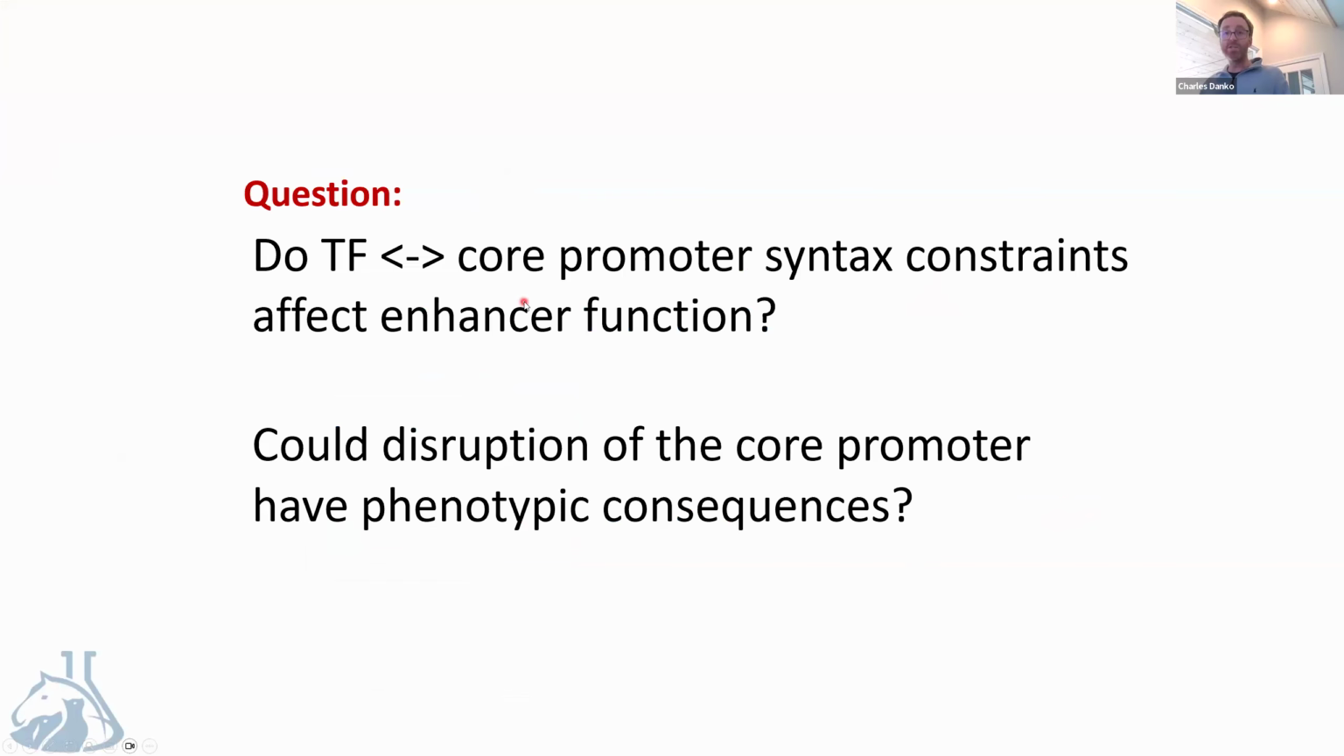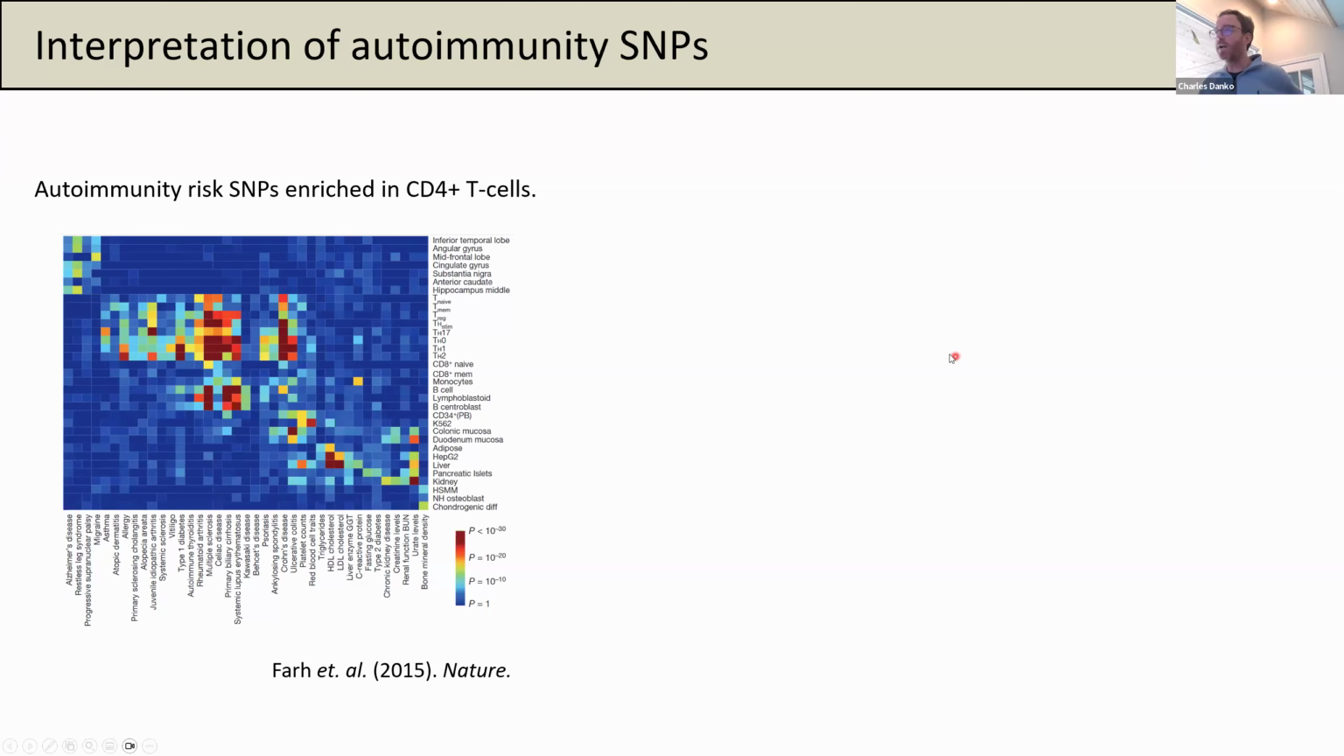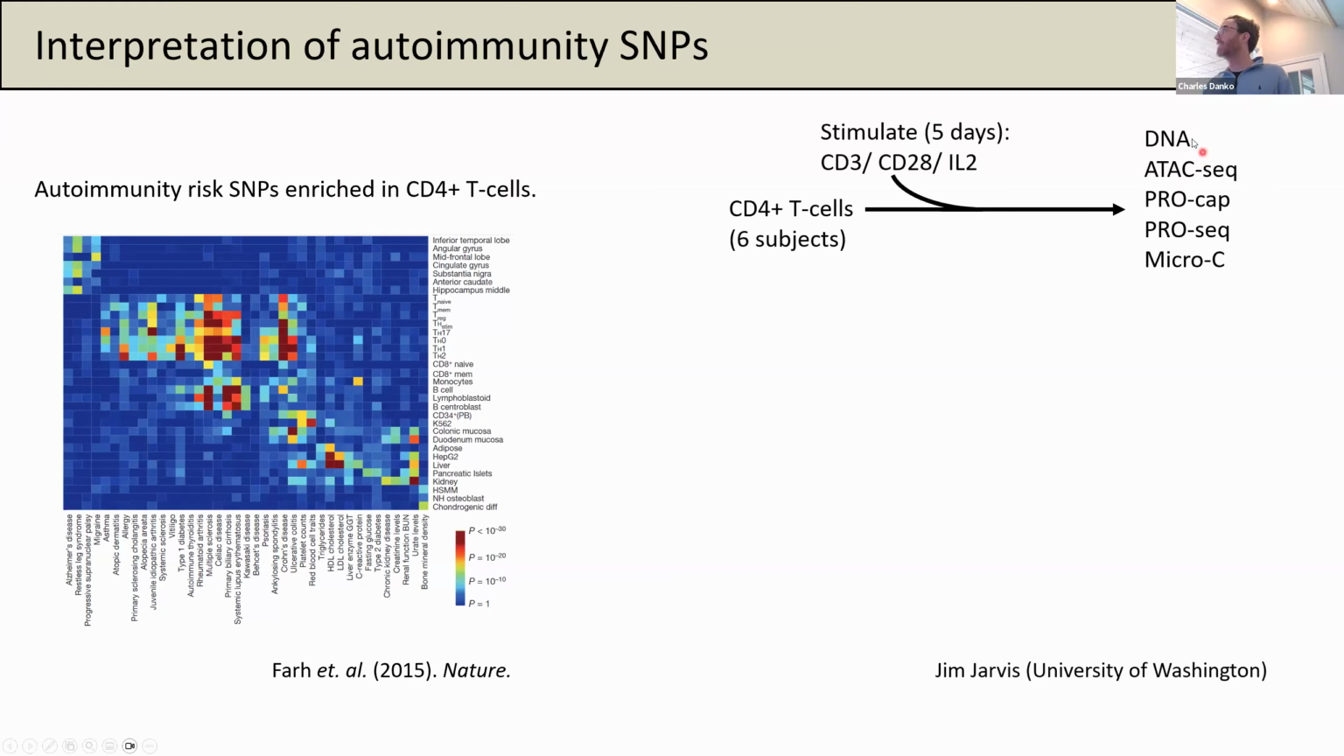Finally, there's lots of applications of these models in interpreting regulatory changes, where a regulatory change in sequence has a regulatory impact and ultimately has a phenotypic consequence. So could these syntax relationships, or more broadly, the transcription factors that underlie them, have phenotypic consequences, basically, is the question. And so this is a project that we're working with Jim Jarvis on. We're focusing on CD4 positive T cells, which are very highly enriched for a lot of autoimmune and allergic disease genome-wide association study variants. And with Jim, we've collected DNA sequence from 6 individuals, as well as ProCap, ProSeq, and MicroSeq data.